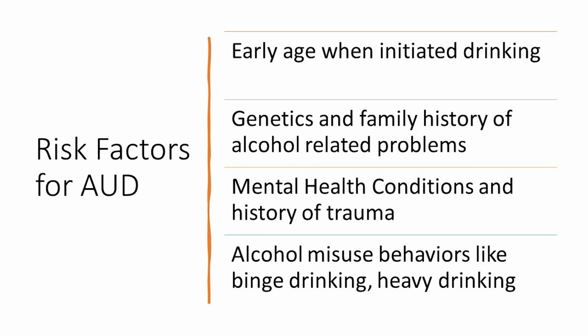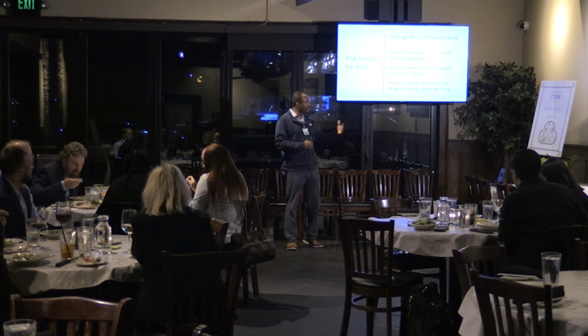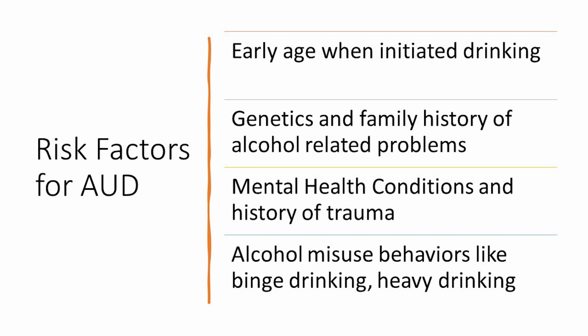What are the risk factors for AUD? Early age when drinking started is a big risk factor. A lot of people drink, but not all people have issues with alcohol. Some drink safely, and some eventually it can lead to AUD. Family history: let's say mom or dad or brother, someone in the family, if they have a history, then the person is at risk as well. So you have to let people know that.